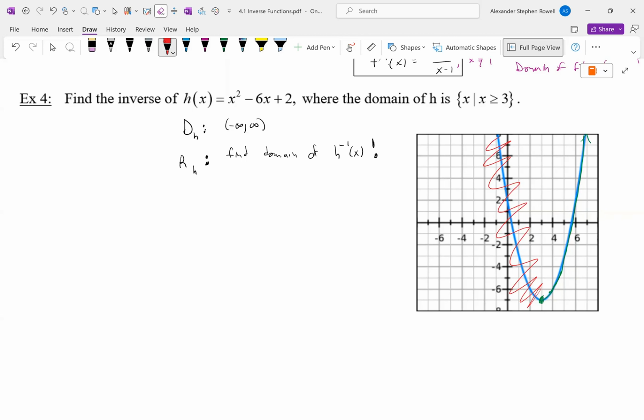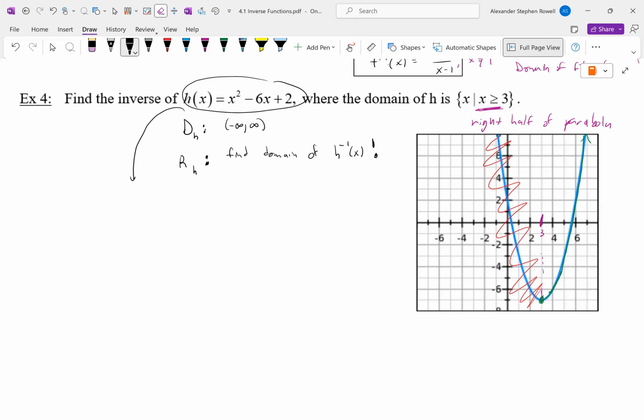So this is something that we're going to do. We're going to say the domain is x greater than or equal to 3. Here's 3. So we're just looking at the right half of the graph, half of the parabola. If that's true, let's find the inverse of that new thing.